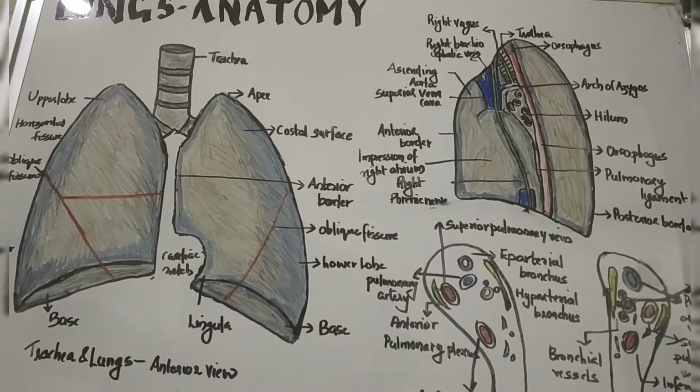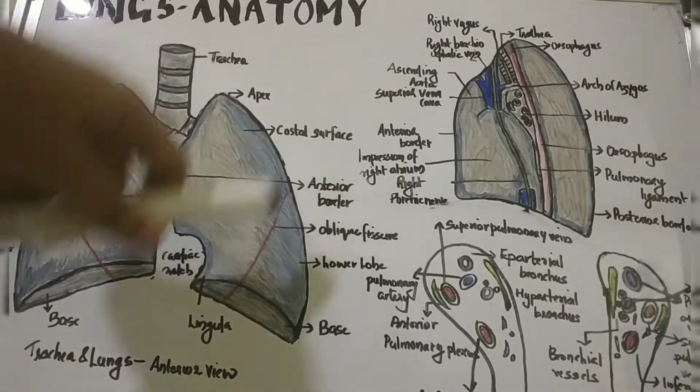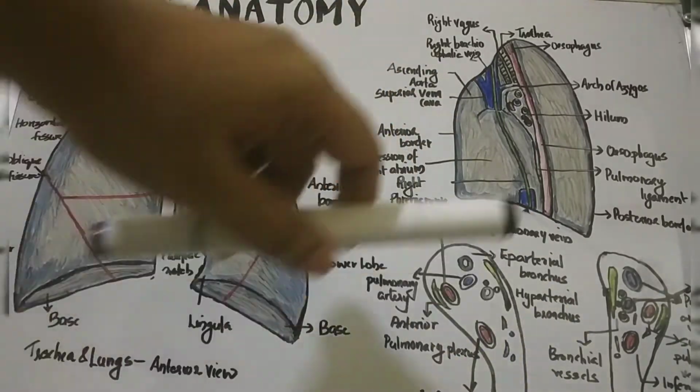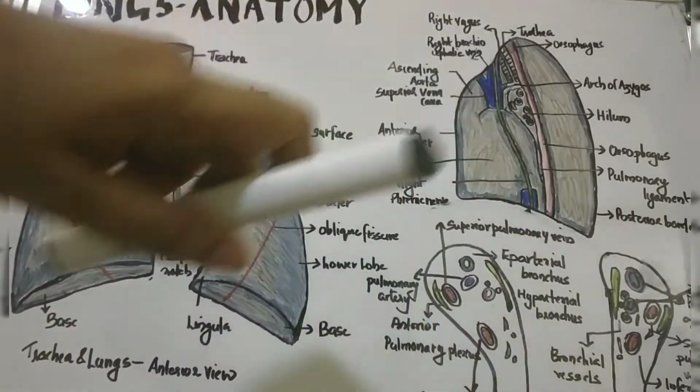Hello everyone, in this video we will continue the anatomy of lungs. We will discuss the fissures, the lobes of the lungs, the root of the lungs, its contents and also its relations.